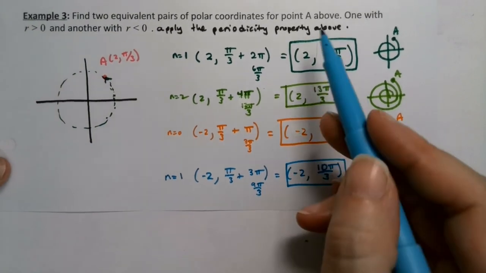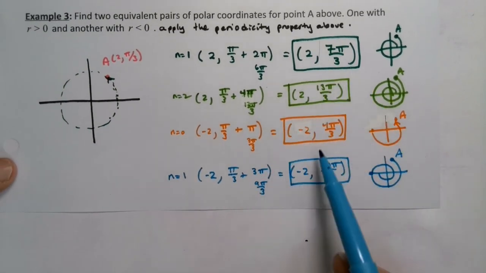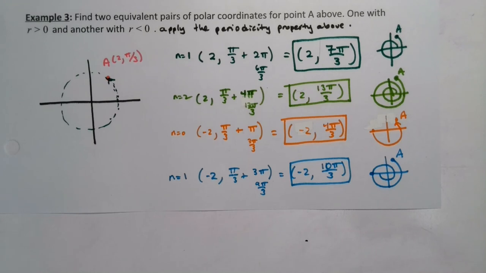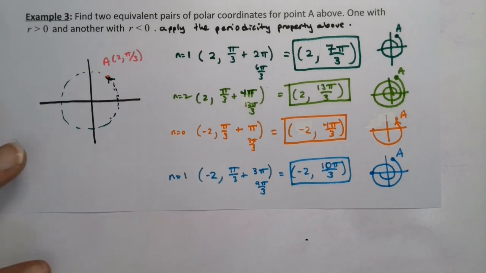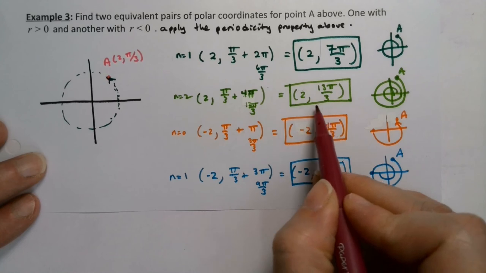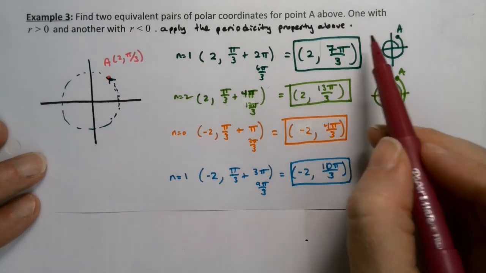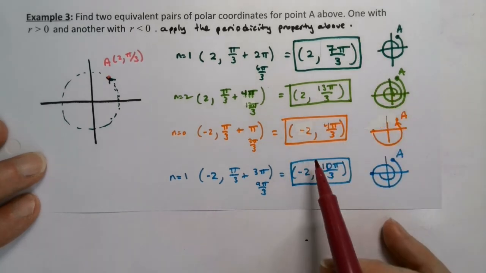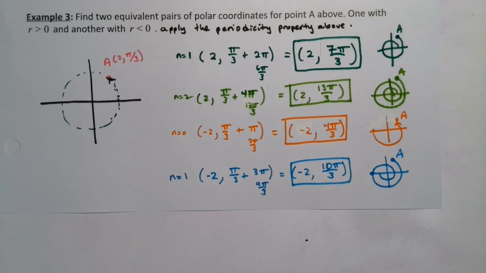So here's one pair, a pair with positive r's. Here's another pair, and they're all equivalent. All right, so we have a pair of points here, a pair of points here, a pair of points here, a pair of points here, and then these two both have positive r, these two both have negative r. And I could keep going and going forever. There's infinitely many of all of these.